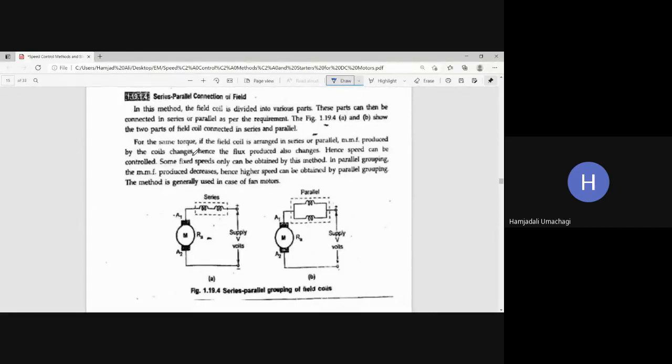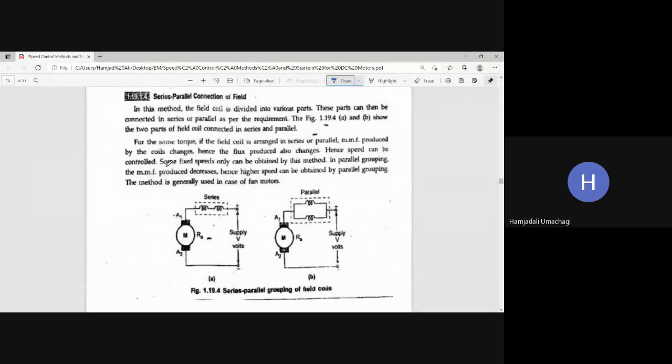If I connect the coils in series, then it is going to give me a certain amount of current, and that current will give me a certain amount of flux. Similarly, if I connect the windings in parallel fashion, the current will be of some value, and belonging to that, the flux will be of some value, and that flux is going to give us some particular amount of speed. Hence, the speed of the motor can be controlled.